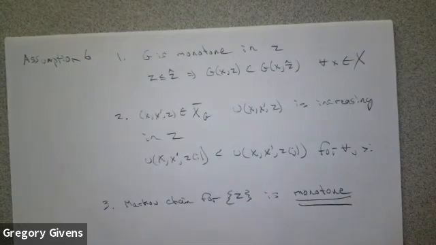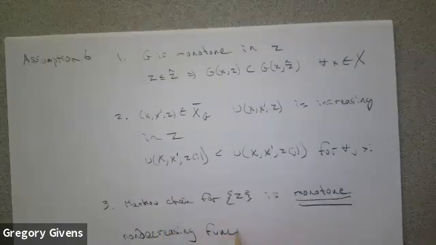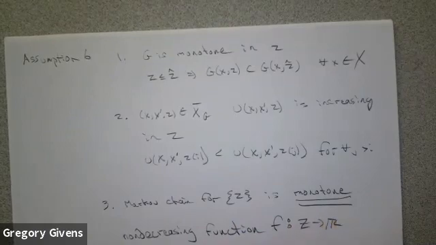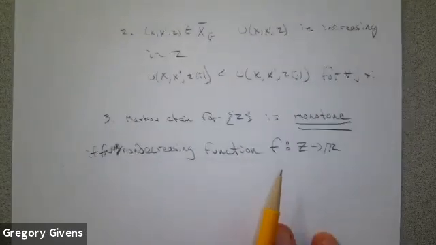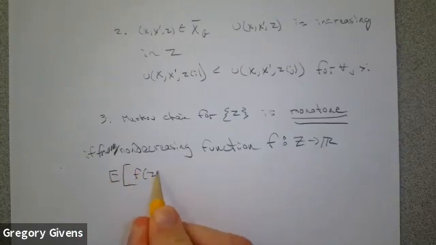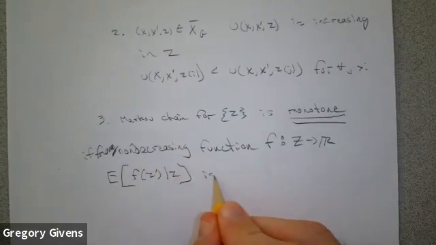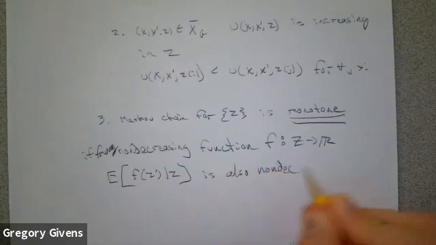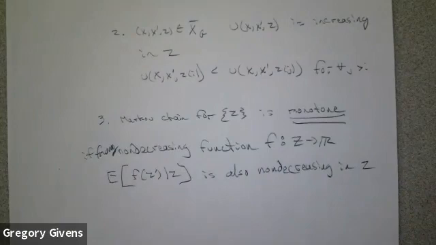Okay, a random variable exhibits a monotone Markov process if you take any non-decreasing function F, which maps elements of big Z into the reals, then the expected value of F of Z prime conditional on Z is also non-decreasing in Z. That's what it means for a stochastic process to be monotone.